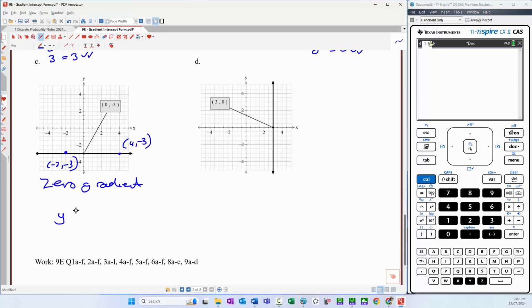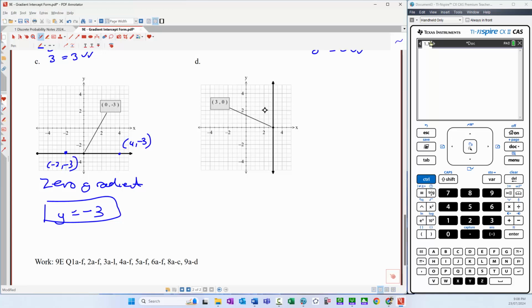How do we write that as a rule? Y is always -3. Y is -3. And that's our rule. Because no matter what x value you give the rule, this says back to you, y is always -3. So that's how we find the rule for a horizontal line.